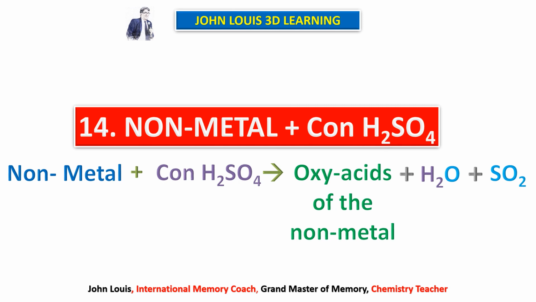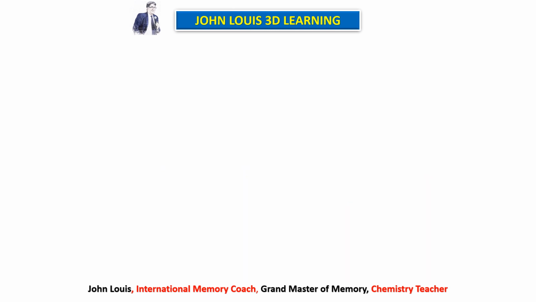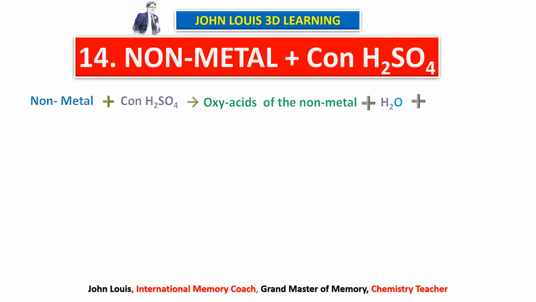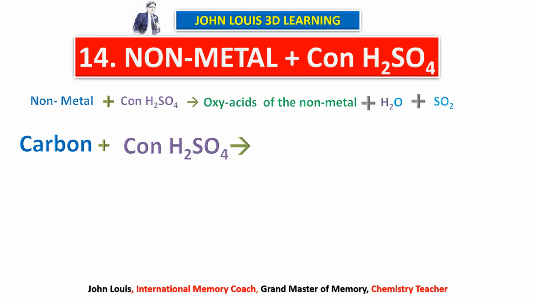Okay, now let's go and see some examples. The first example for non-metal plus concentrated sulfuric acid, let's take carbon. Carbon plus concentrated sulfuric acid gives oxy acids of the non-metal. Here the non-metal is carbon. Therefore, what do you get? That non-metal combines with hydrogen and oxygen. Here the carbon forms carbonic acid plus water plus sulfur dioxide.